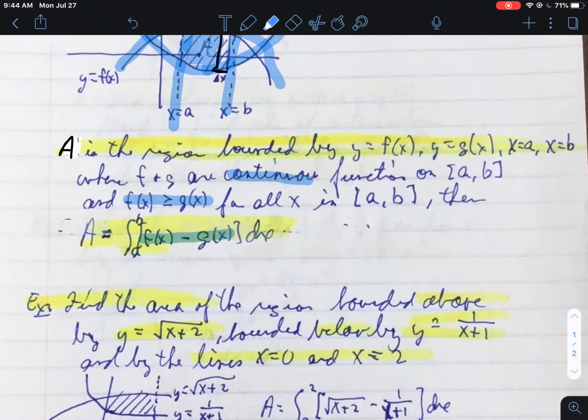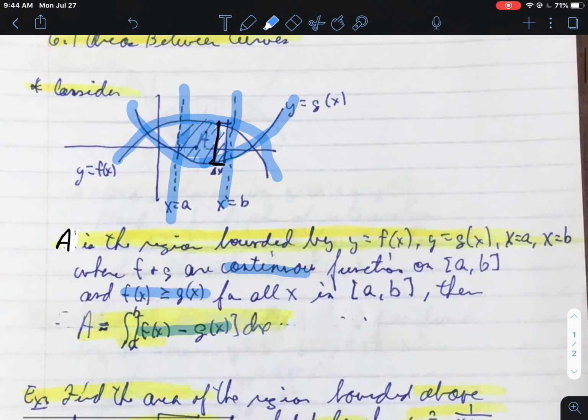Now, leading to what's going to come for our discussion later, since f of x is the function above, or on top of, the function g of x, when we're calculating that height, we always want to take the upper function minus the lower function, because if we want to represent that area as a positive value, then I need the height to be a positive value. So we're always going to take the function that lies above minus the function that lies below.